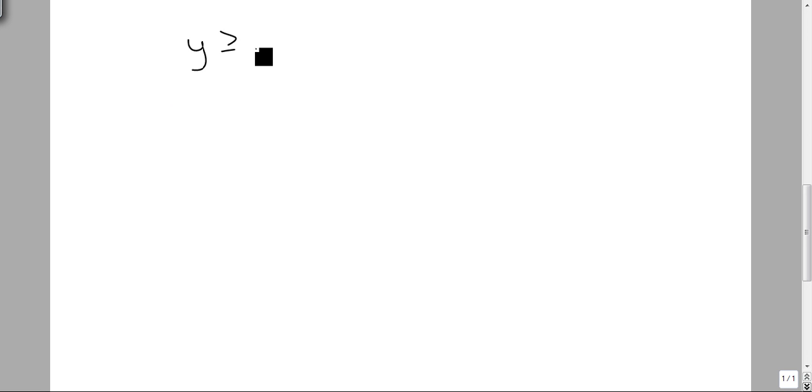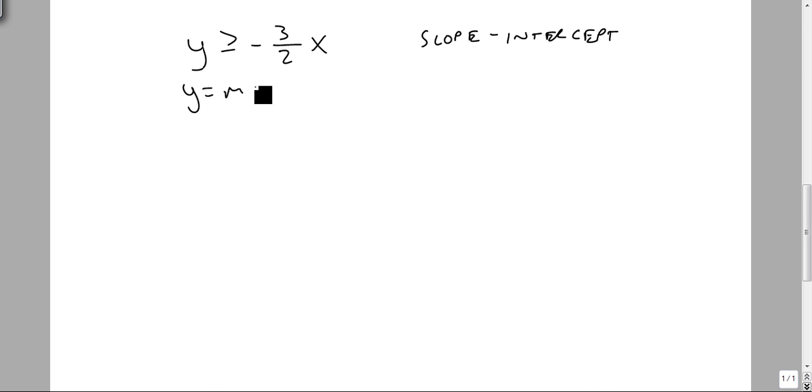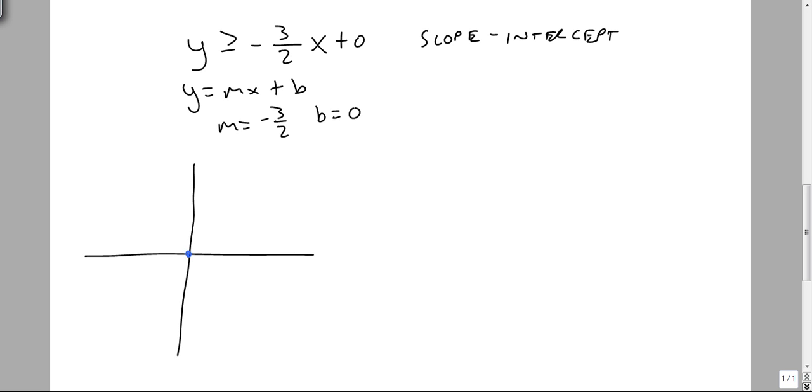Now, let's look at a different equation. What about y is greater than or equal to minus 3/2 x? So we're going to start by graphing this one using slope-intercept, because it's in slope-intercept form, y equals mx plus b. My m is minus 3/2 and my b is 0 because there's a hidden plus 0 hiding here. So we go into graph and we start right at 0, 0. And then we go down 3 and over 2 to get 1 point. And if we go backwards, up 3 and to the left 2, we get another point.